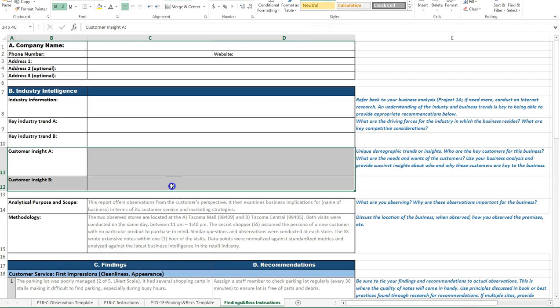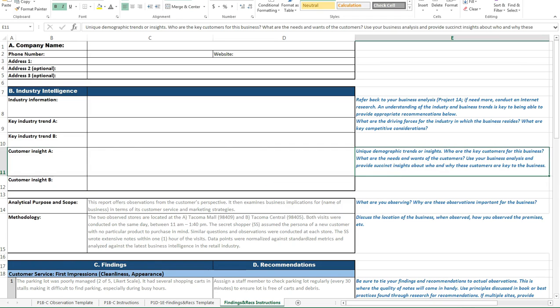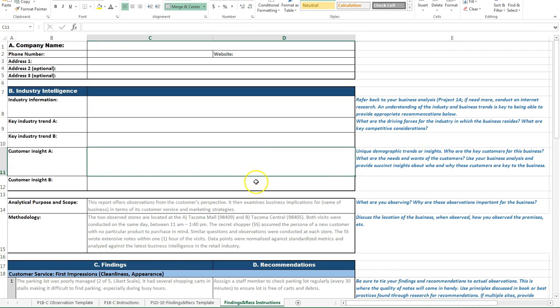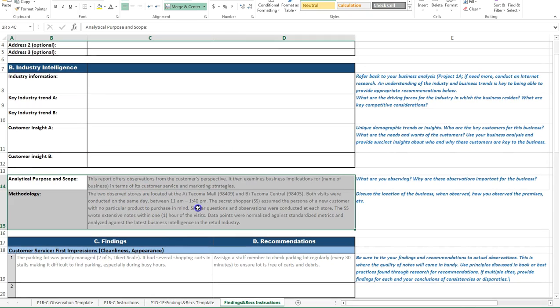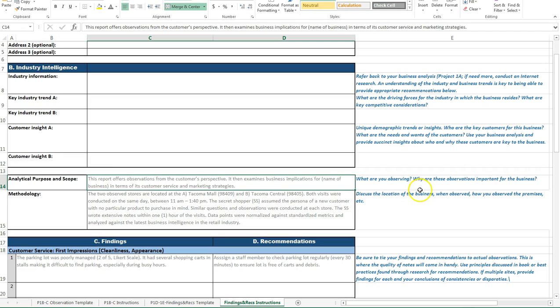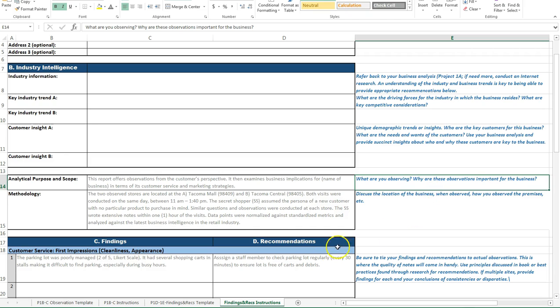And then in the customer insight, again, pay attention to these prompts. In your Project 1A, you'll want to put in key demographic information that the business needs to be mindful of. So as a secret shopper, you really are observing within the context of what the customer's needs and wants are. So you'll want to articulate that here. In this area, it's pretty straightforward. You want to provide a short verbiage about what you are observing and why you're observing.